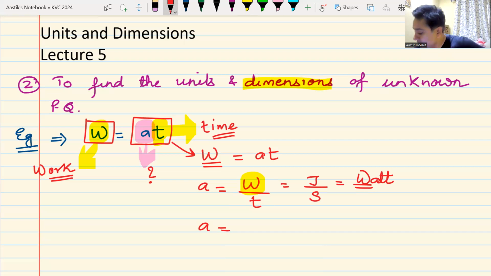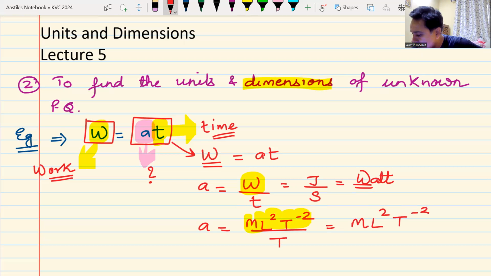No one knows it. The dimension of work done is ML²T⁻². Yes or no? Great. Divided by T, the yellow one is the dimension of work divided by T. T is time, and the dimension of T is capital T. So you get the dimension of A. The dimension of A is ML²T⁻³.